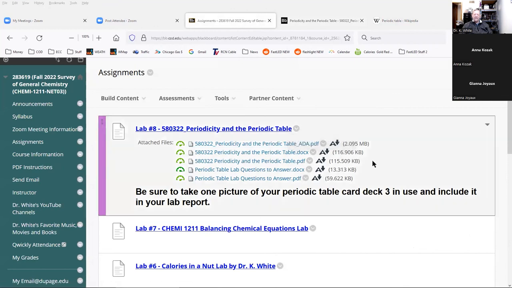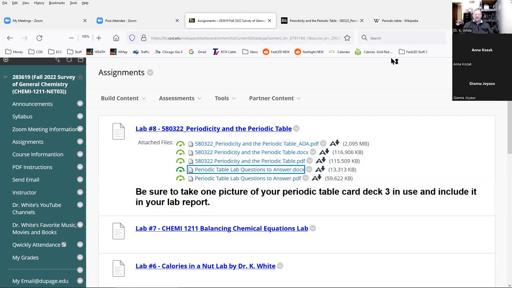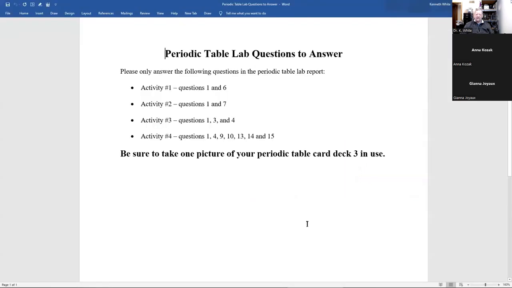Does everybody see Lab 8 on the screen right now from Blackboard? Thank you, Gianna. At the bottom, does everybody see I have periodic table questions to answer? You don't have to answer all of them in the lab report. Why not? Well, it's a lot of work, and I don't think it's necessary. And does everybody see on your screen now, periodic table? Let me make it larger. Questions to answer. Do you see that on your screen now?